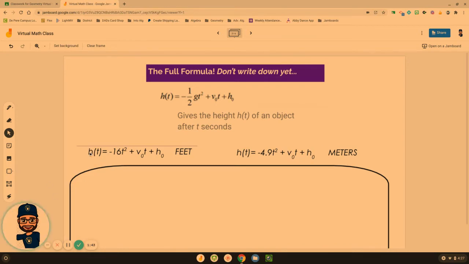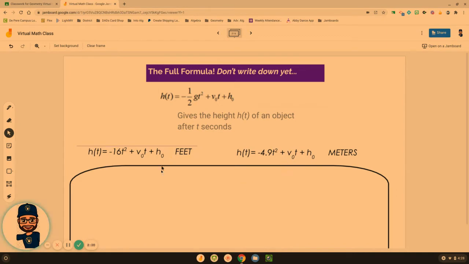Okay, first one, h of t, right? So this h of t really represents our height function. How high is the object given a certain amount of time? -16, that's for feet. t squared plus v sub 0 t plus h sub 0. We're going to talk about what the h sub 0 and v sub 0 mean in just a moment, because the second equation is exactly the same. All the same pieces except for the front piece, -4.9, which represents the translation to meters. Okay, and so it's still representing the height of an object if we plugged in some value for time.